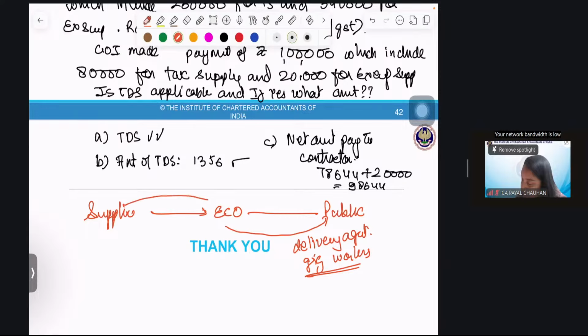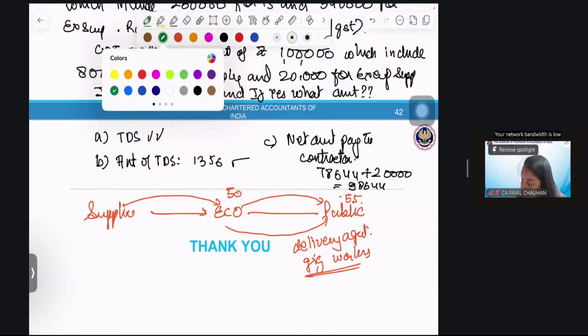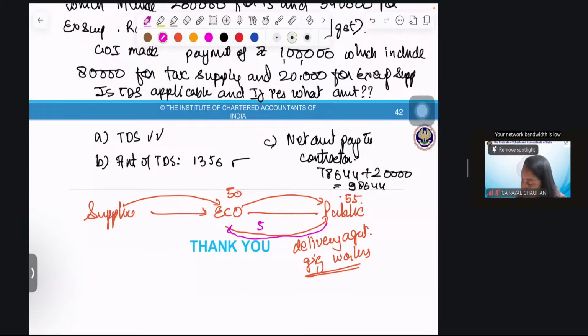Suppliers go to the e-commerce operator for rupees 50, and the e-commerce operator sold it for, say, rupees 55 after charging his commission, and the public paid rupees 55 to the e-commerce operator, right? Now tell me, is the TCS provision applicable?